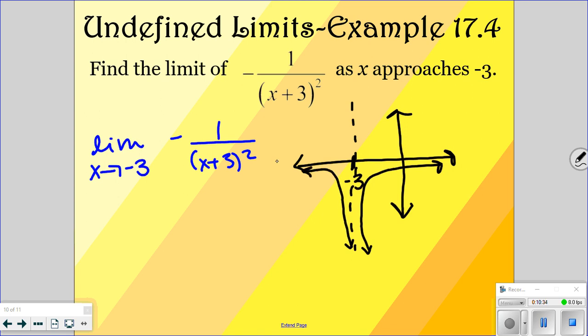They're both going to be approaching -infinity on the left and the right hand sides. They approach -infinity. So this limit is going to equal -infinity. And so that would be your answer for that one.